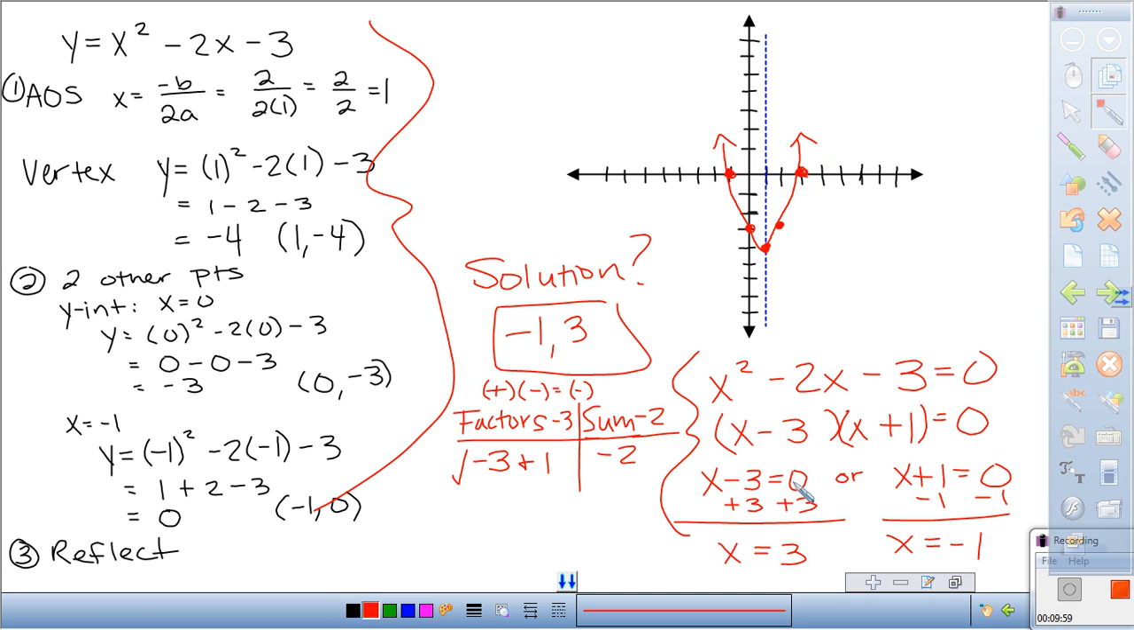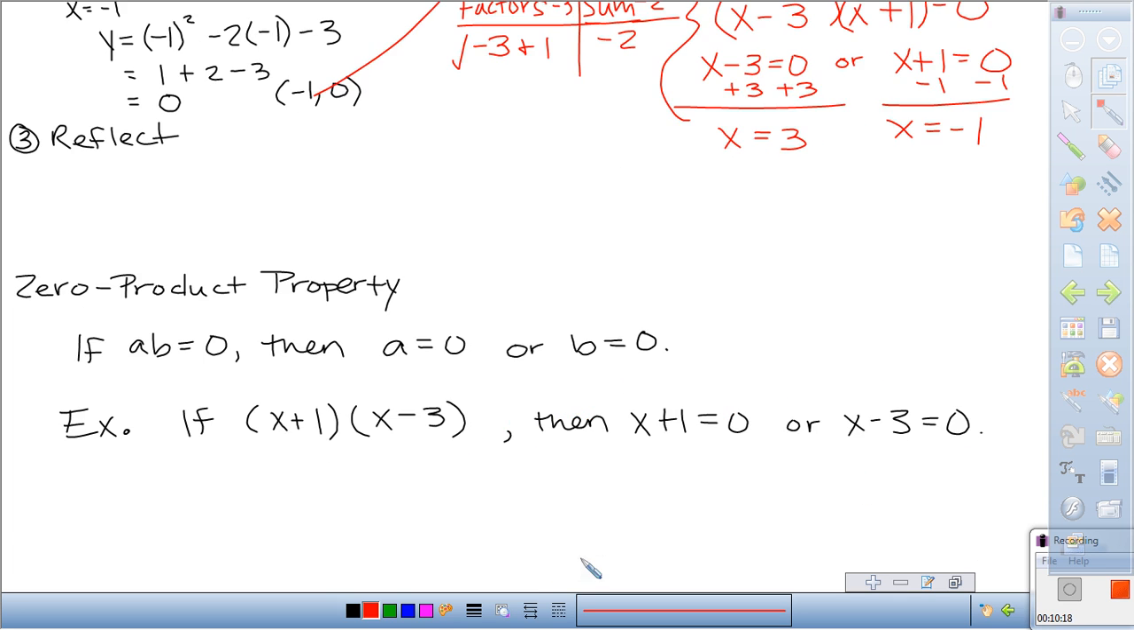So that's what we're going to be doing today, finding the solutions of quadratic functions or quadratic equations by factoring. And what we just did is exactly what the zero product property says. If a times b is 0, then one of them has to be 0. So you set both of them equal to 0. So it's the same thing as what we just did. We said, okay, x plus 1 times x minus 3 equals 0. Then one of these has to equal 0, and you just solve both, and that gives you your solutions. x is positive 3, and x is negative 1.